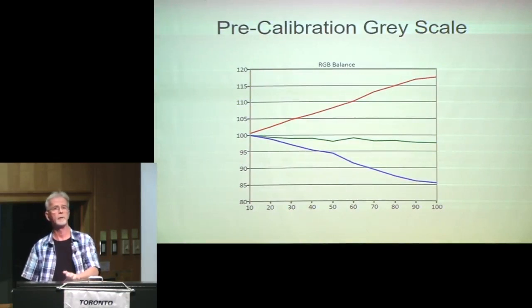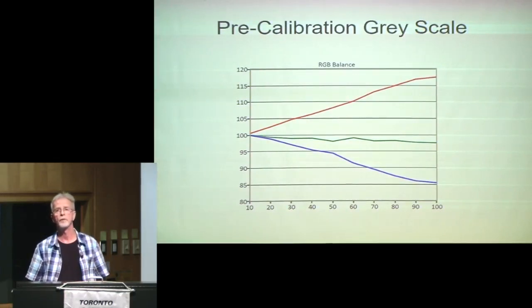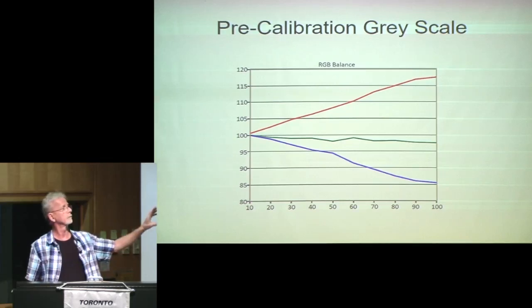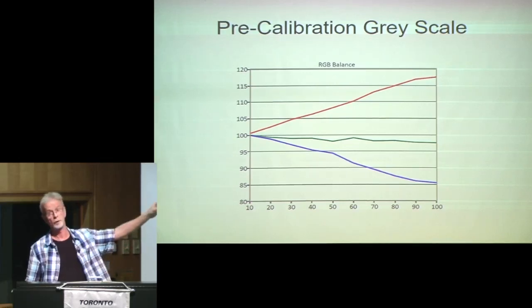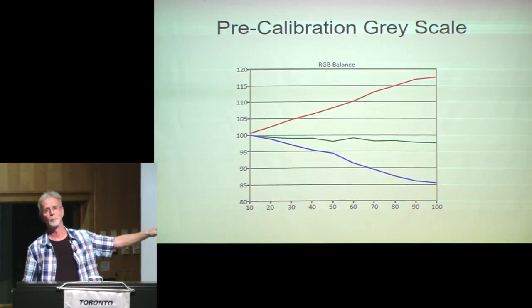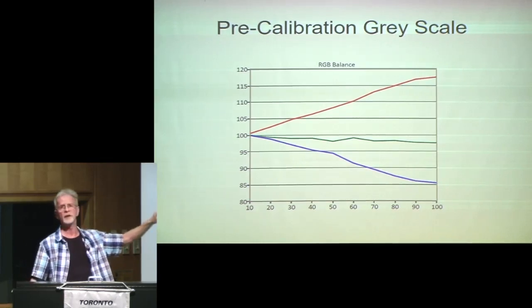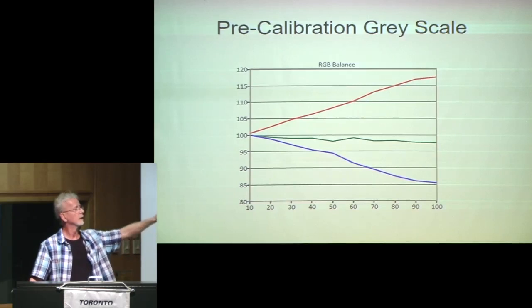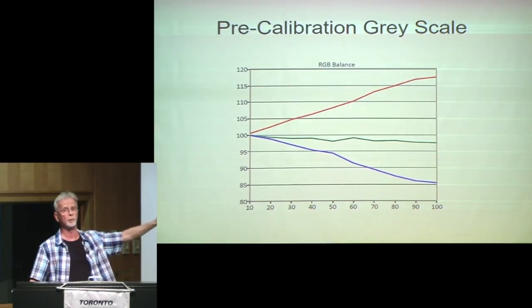These charts here were taken from a calibration I did, so we'll follow it all the way through. This is my first pre-calibration grayscale read, and we can see that this graph has a large amount of red and not enough blue. What's kind of nice is the green's half decent. But what's not very pleasant to look at is that none of these lines are smooth lines. None of them are straight. And that's going to be a problem.